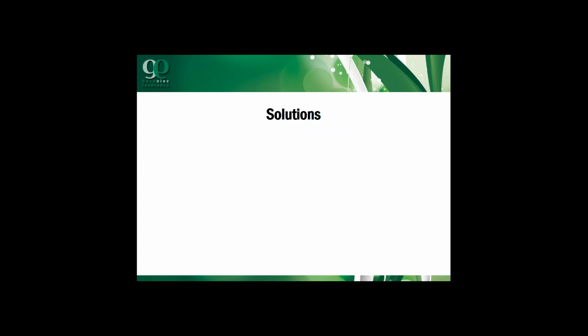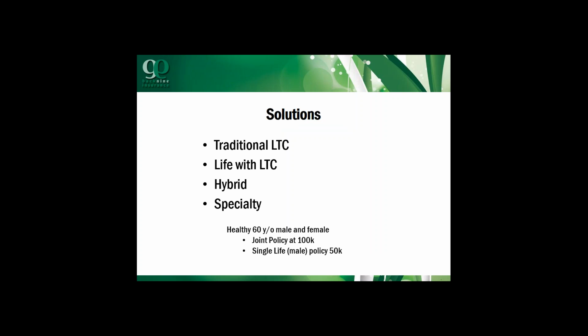So now let's talk about how we can mitigate some of these losses or help to hedge against them. We have a few different options when it comes to LTC. Each have different benefit features or flexibility options depending on your client's needs. The following figures and case studies will be based off the same hypothetical client: a 60-year-old male and female for joint policies using $100,000 combined, and a single life policy on a male for $50,000.